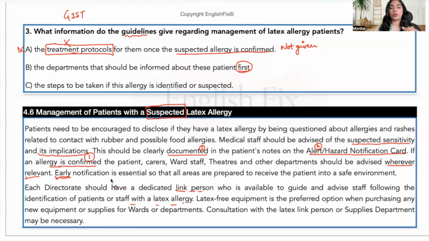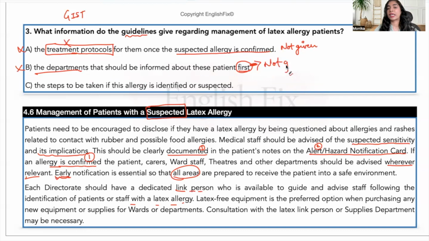Then, early notification. So, informing as soon as possible is very important, but they are not saying to whom you need to inform. They are talking about the informing part being important as soon as possible, right? So that all areas, not one particular department, are prepared to receive the patient. But the departments that should be informed first, this is the problem. They have not given information about this.